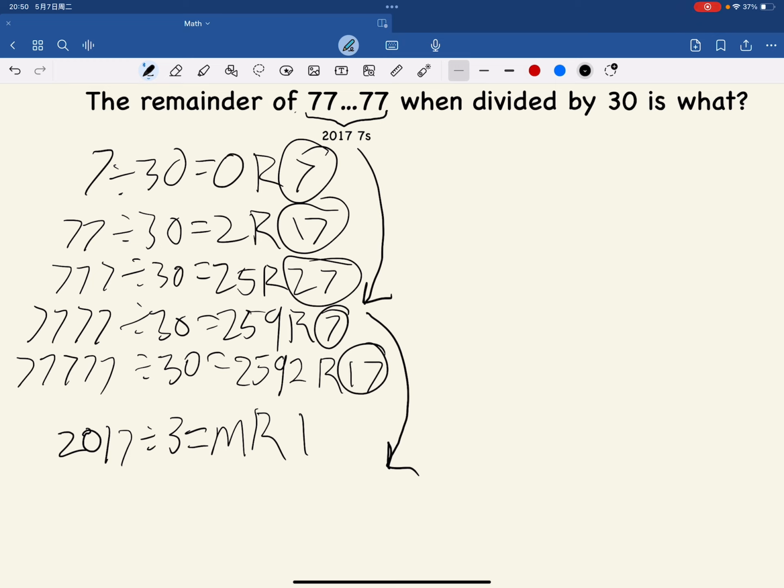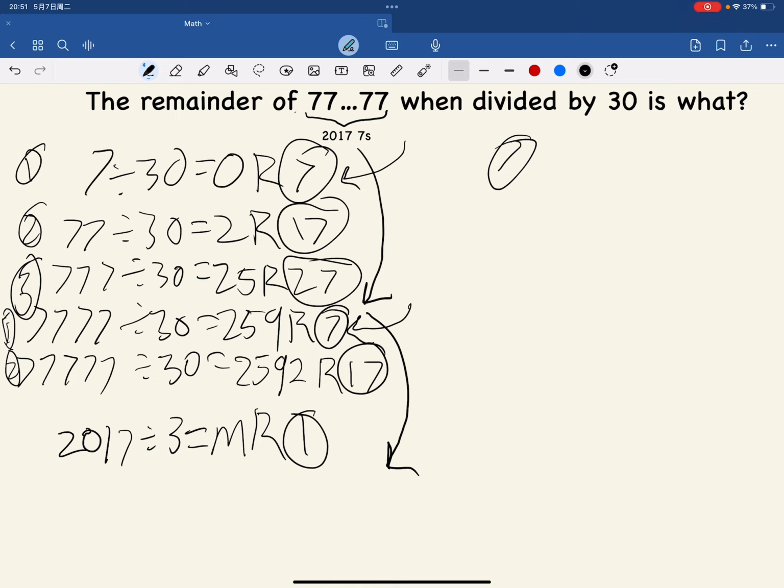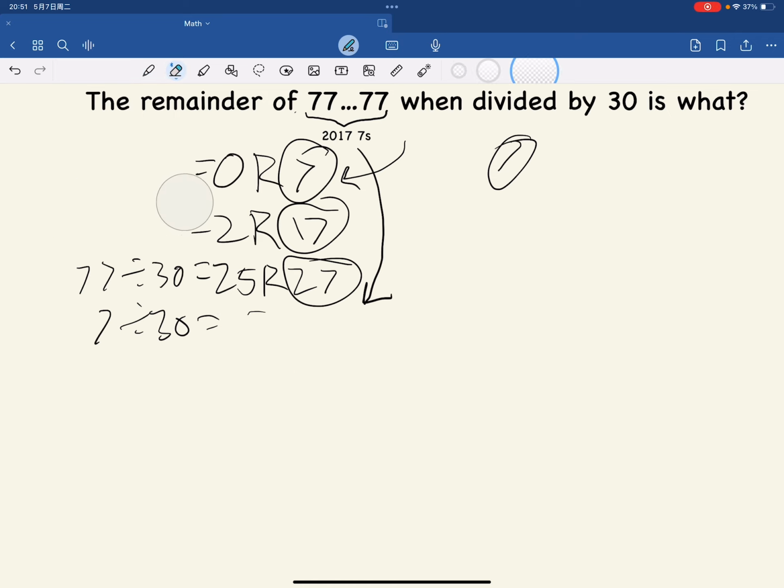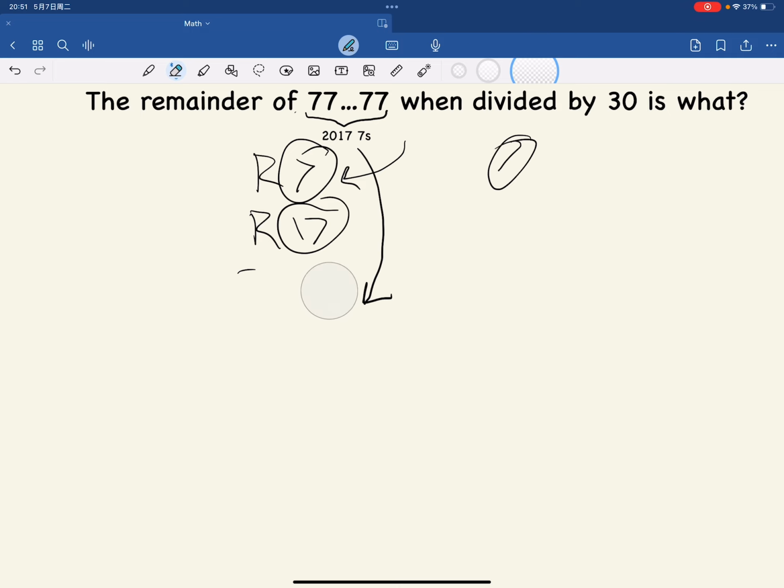Now, if we label the pattern 1, 2, 3, then 1 again, and this is the 2. So then, since we're looking for 1, and 1's remainder is a 7, that means the answer to this question would be 7. And so this is the first way to do it, not necessarily the best way.